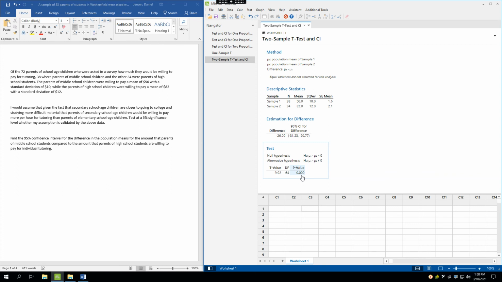So what is that difference? Well, the confidence interval tells me I can be 95% confident that the difference is somewhere between $31 and $21 lower that the parents of middle or elementary school children are willing to pay compared to parents of high school students. Or if I want to flip that around, the parents of high school students are willing to pay between $21 and $31 more than middle or elementary. Okay, so there's just a quick introduction into hypothesis testing for the difference of two means in Minitab.